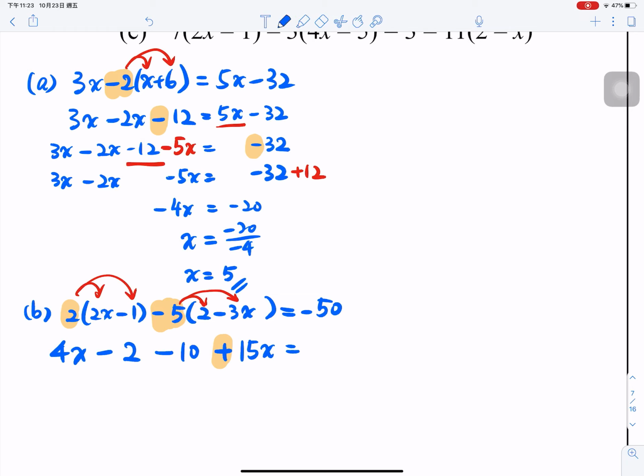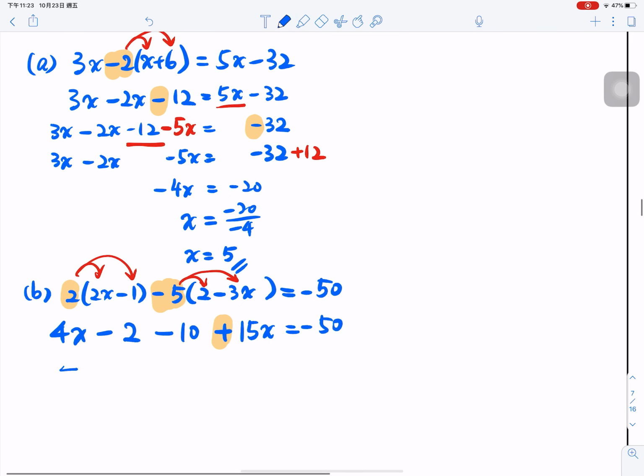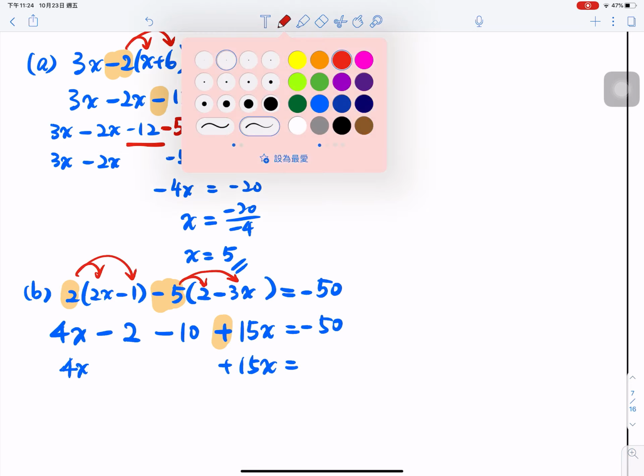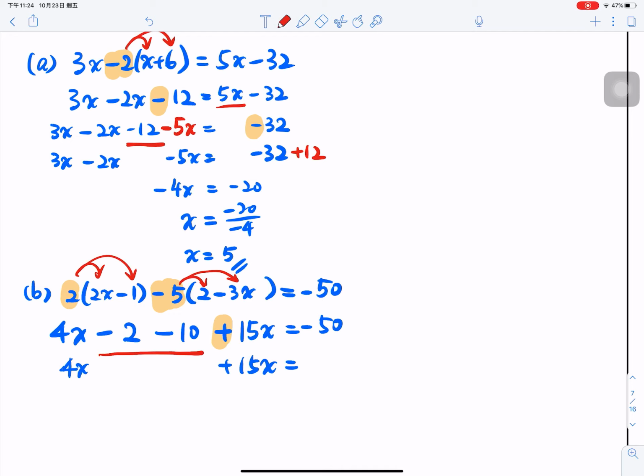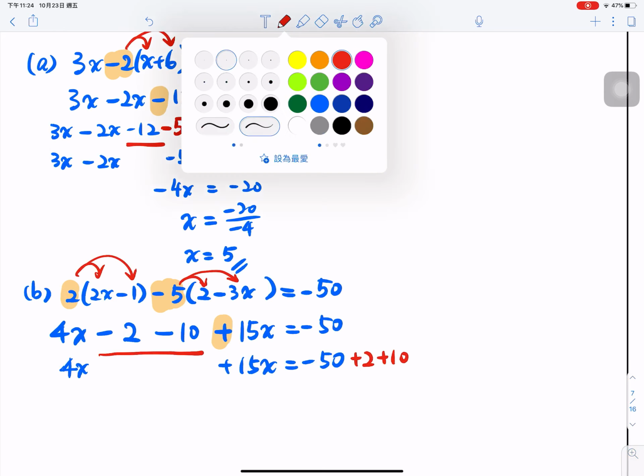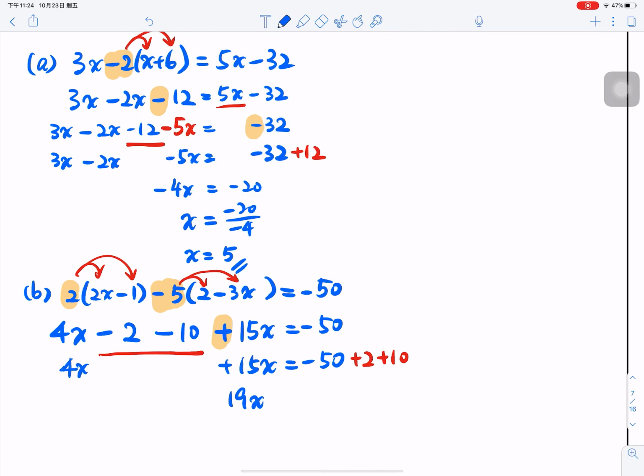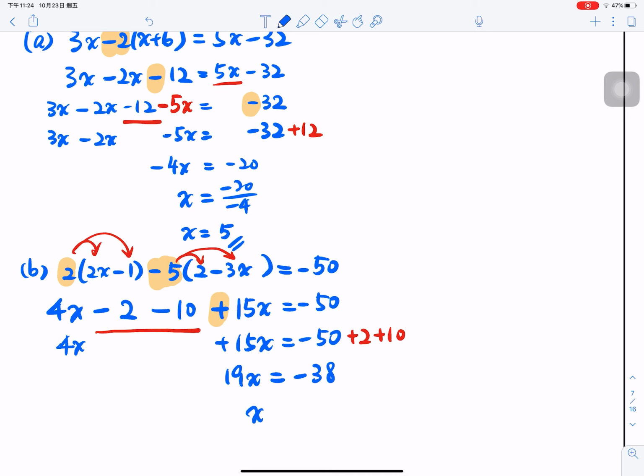Plus 15x. So next step, keep all x at the side. So 4x plus 15x, I keep it. How about these two values? Minus 2, minus 10. What should we do? Correct. Both sides plus 2 plus 10, right? That's great. 19x equals negative 38, right? So x equals negative 38 over 19, so negative 2. Great.